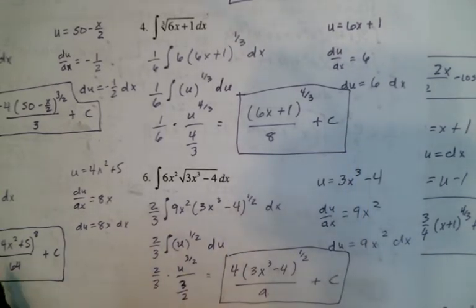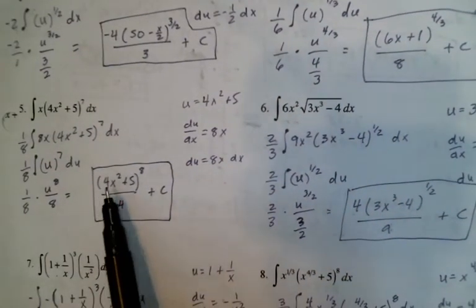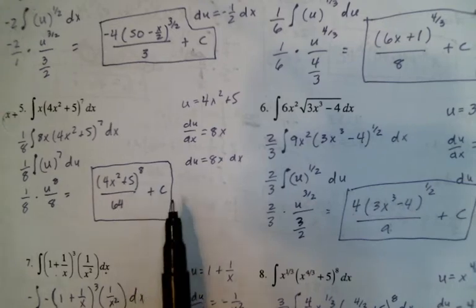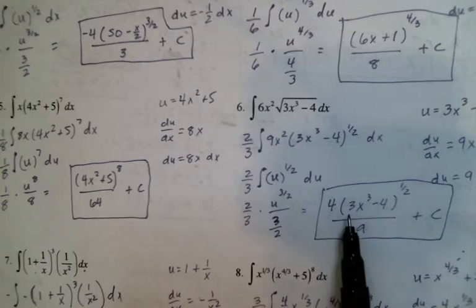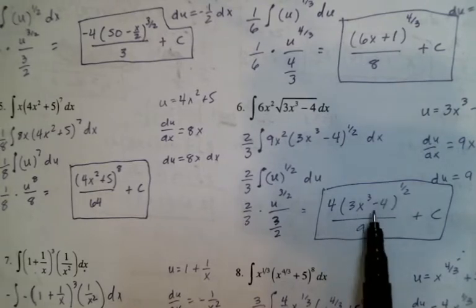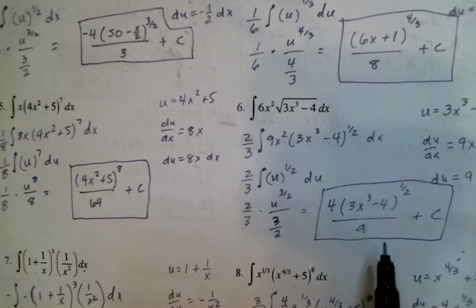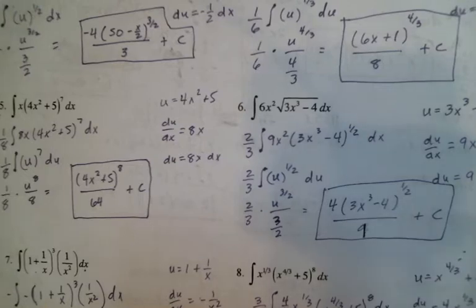Number 5, the quantity of 4x squared plus 5 raised to the 8th over 64 plus c. 6, 4 times the quantity of 3x cubed minus 4 raised to the 1/2 over, excuse me, 9, sorry, over 9 plus c.